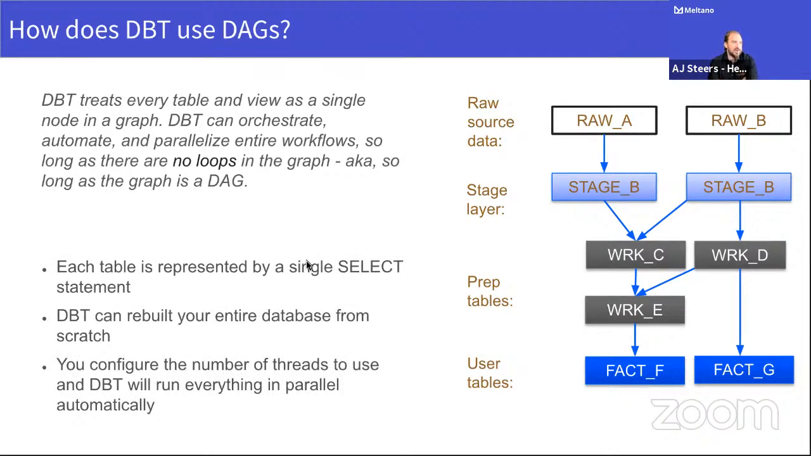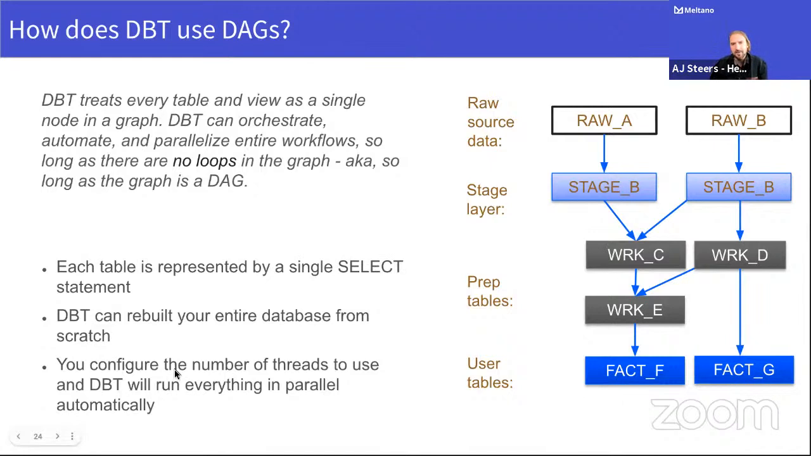As I showed in the last one, each table or view is just a single select statement. The cool thing about this is then DBT can build the entire database from scratch. And this allows you to basically do end-to-end testing without touching anything in production. Everybody can have their own entirely unique copy of the data warehouse or the database or whatever data lake, whatever you want to call it, without affecting others because all of it is declarative and able to rebuild itself.